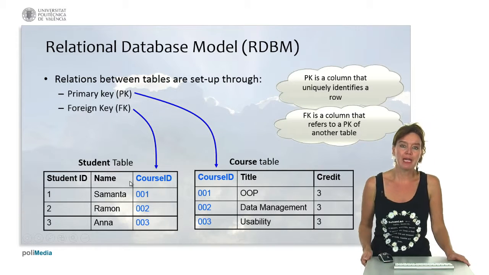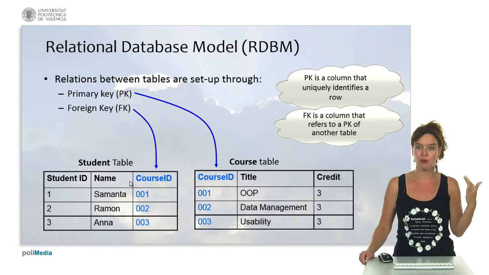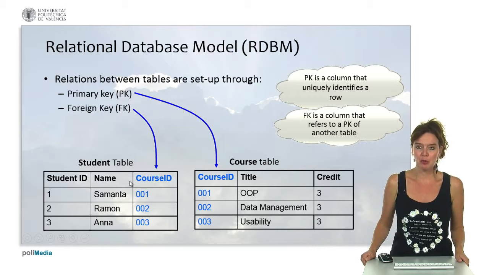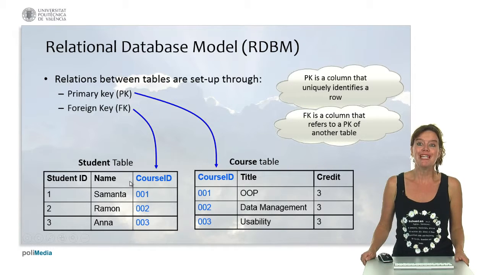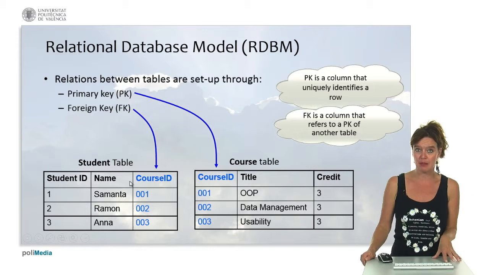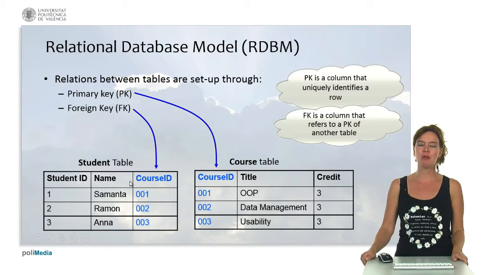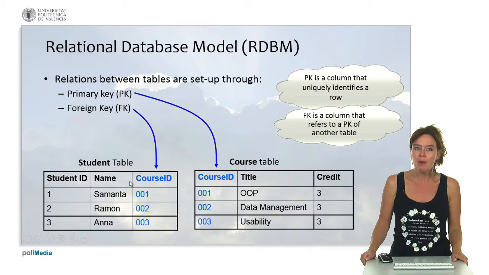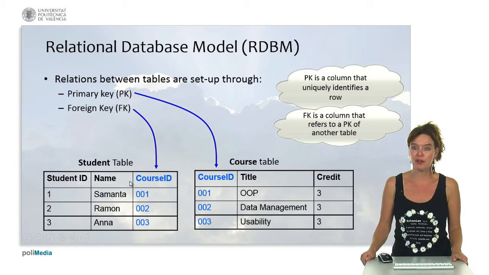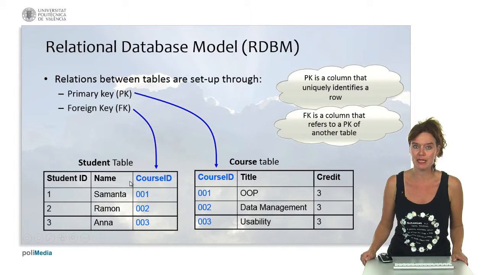In the relational database model, and this is the one we're going to look into in more detail later on also in the course, we have tables and we set up relations between these tables. That's why it's called the relational database model. So how do we set up these relations between these tables? We do this through a primary key and a foreign key. These are abbreviated very often with PK for the primary key and FK for the foreign key.